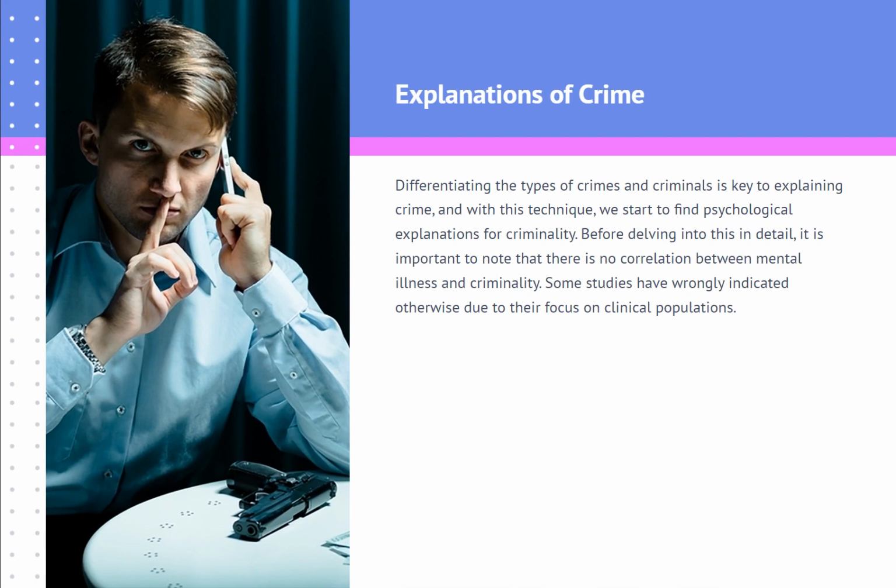Explanations of crime. Differentiating the types of crimes and criminals is key to explaining crime. And with this technique, we start to find psychological explanations for criminality. Before delving into this in detail, it is important to note that there is no correlation between mental illness and criminality. Some studies have wrongly indicated otherwise due to their focus on clinical populations.